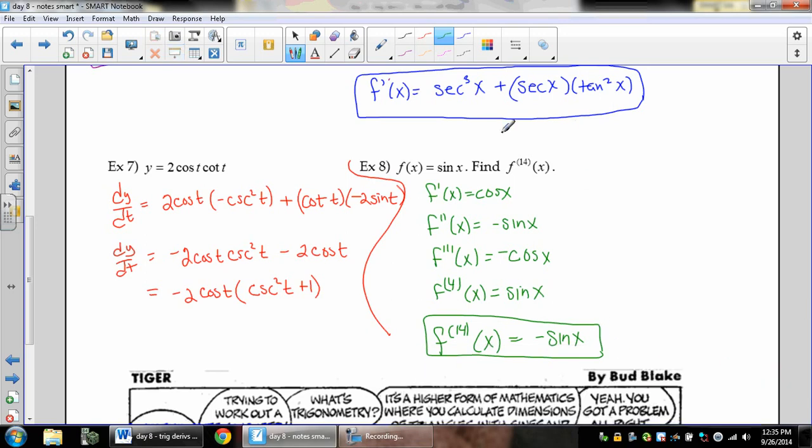Okay? If I wanted that to be f of the 315, I would just say, okay, what's the closest multiple of 4 in here? Well, 312 is the closest multiple of 4. There's where the multiples of 4 go. So this is the 312th derivative, 13, 14, 15. That would be negative cosine x. That's it. That's trig derivatives.